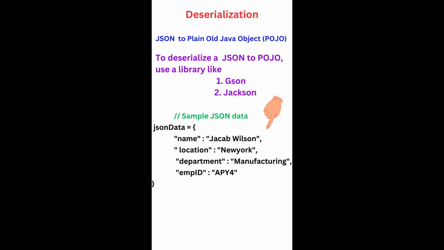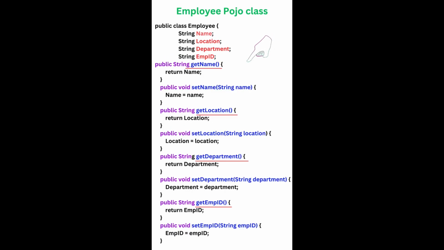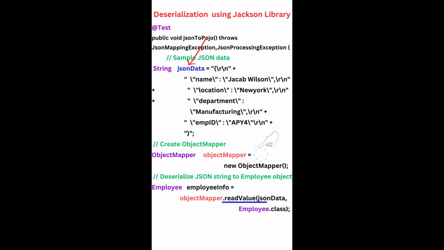Deserialization. JSON to plain old Java object. To deserialize JSON to a POJO, use a library like Gson or Jackson. Here we have a class Employee with instance variables name, location, department, and employeeID, along with getter and setter methods for each variable. Deserialization using the Jackson library. Let us see an example.